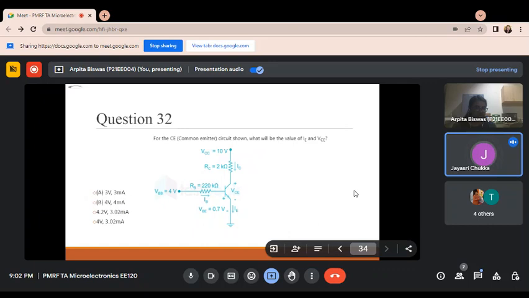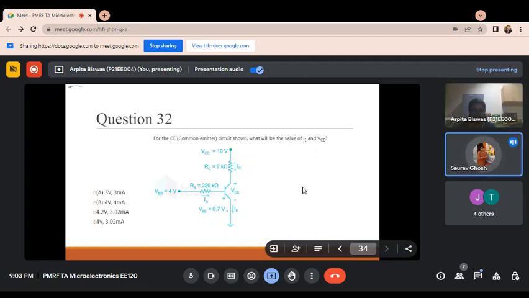IB value is 0.015 milliamp. Yeah, ma'am. Ma'am, is the value of beta or alpha given? Actually, no, this is not given. That's why you have to find it from the answer options given in the solution.